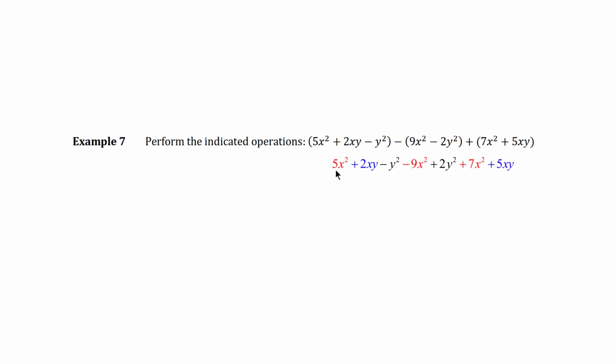So the result is 5x squared plus 2xy minus y squared minus 9x squared plus 2y squared plus 7x squared plus 5xy. Next, I'm going to combine like terms. So I have 5x squared minus 9x squared plus 7x squared is 3x squared. Next, I have 2xy plus 5xy is 7xy. Finally, I have minus y squared plus 2y squared is y squared. The result is 3x squared plus 7xy plus y squared.